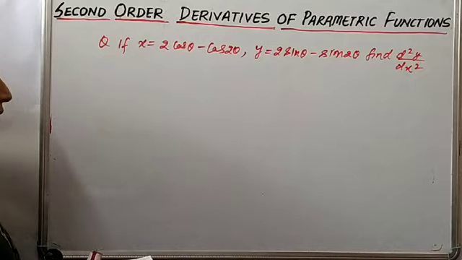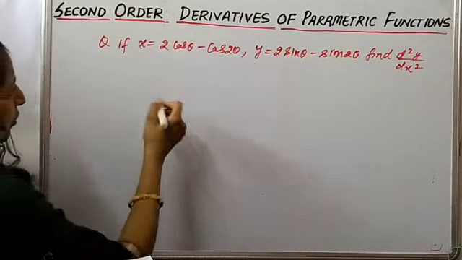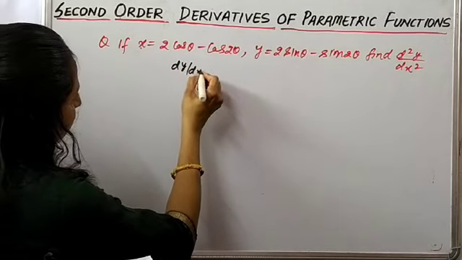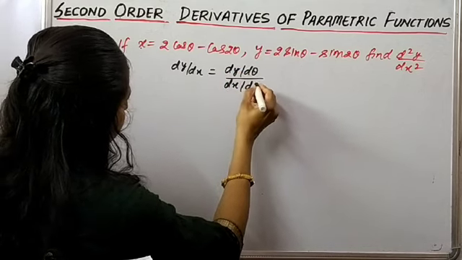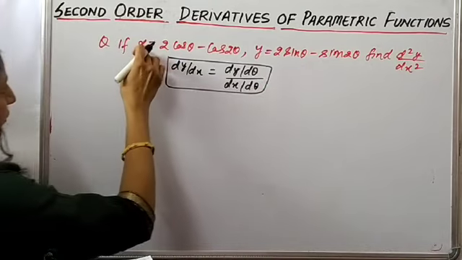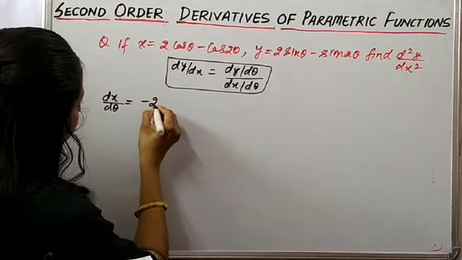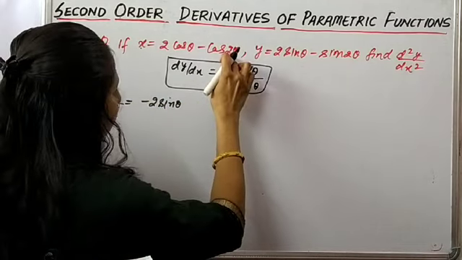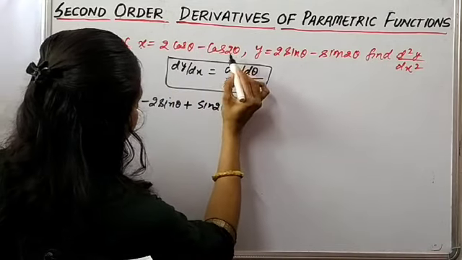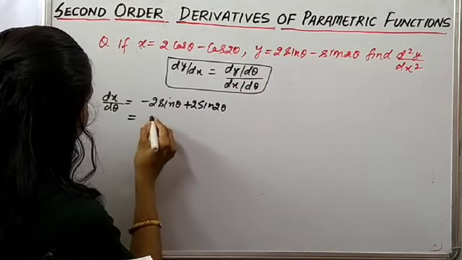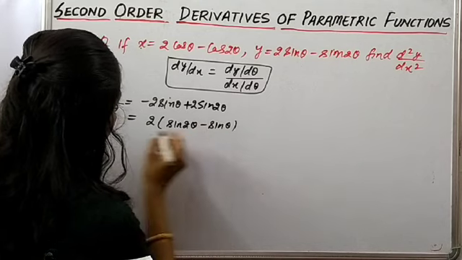First of all we will find the first order derivative. Here x is a function of theta, y is a function of theta. So dy by dx is equal to dy by d theta upon dx upon d theta, as the parameter is theta, right? First differentiate x with respect to theta. So dx upon d theta is equal to minus 2 sin theta, and the derivative of cos is minus, so minus minus plus, plus sin 2 theta, and then the derivative of angle 2 theta is 2. Taking 2 common, we get sin 2 theta minus sin theta, right?